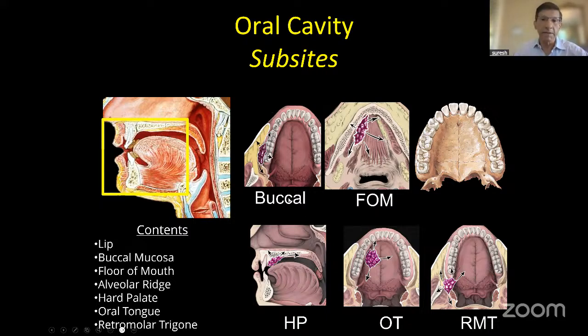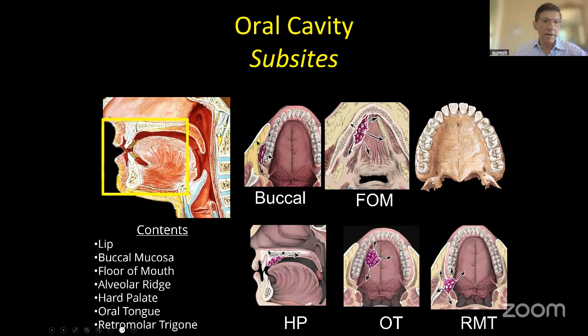are 6 primary subsites. We have the buccal region, we have the floor of the mouth, we have the alveolar ridge in the mandible, which I'm not going to be talking about specifically in this talk, just purely because of time. We'll talk a little bit about hard palate cancers, oral tongue cancers, and also spend some time on the retromolar trigone. So the contents of the oral cavity are the lip, the buccal mucosa.